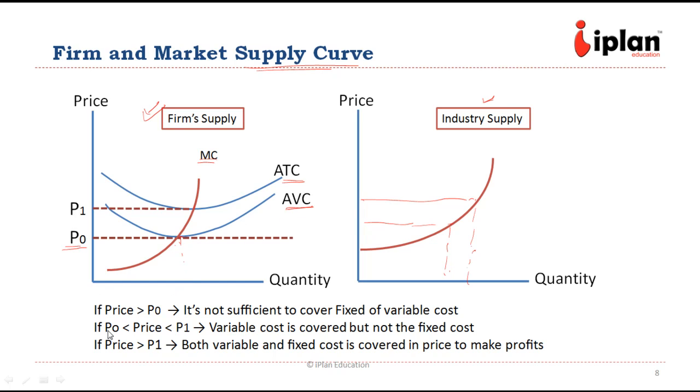If the price is between P0 and P1, where P1 is the price at which our average total cost is being covered, then the variable cost is covered and to some extent fixed costs are covered but not fully. So the company can stay in the market and wait until fixed cost is covered. And the third case is if the price is more than P1 given by the market, both variable and fixed costs are covered and the company can make profits. Now let us move to the next slide.